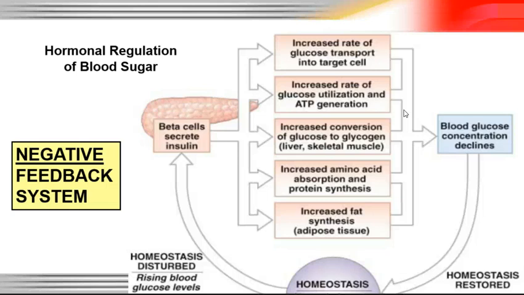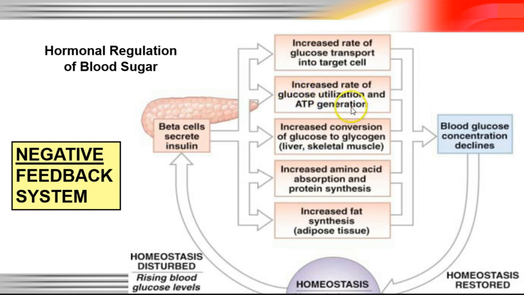I have here the regulation of blood sugar. This is a very well-known feedback system. So basically what happens is you're trying to maintain homeostasis, okay? So let's say your blood sugar level, glucose, right? Your blood glucose levels rise. That is going to trigger your pancreas to secrete insulin, okay?